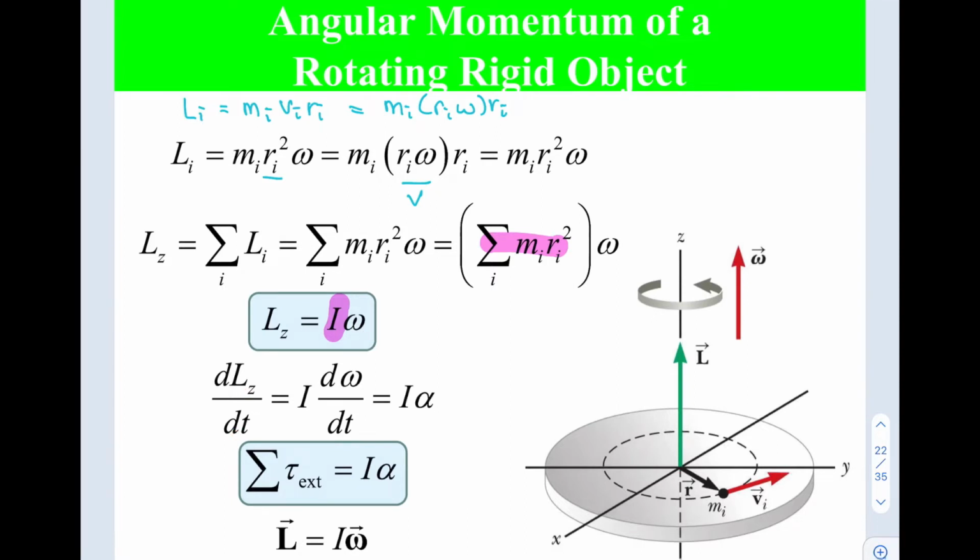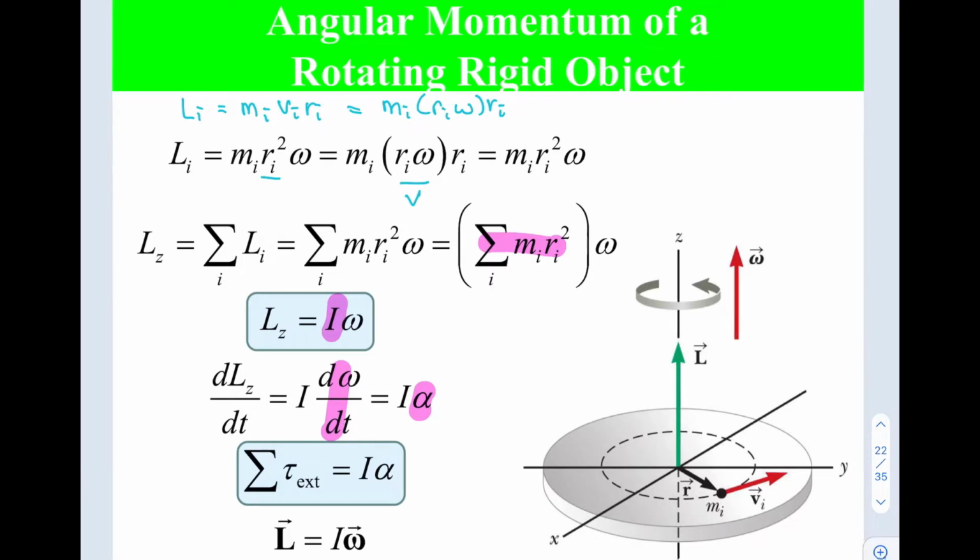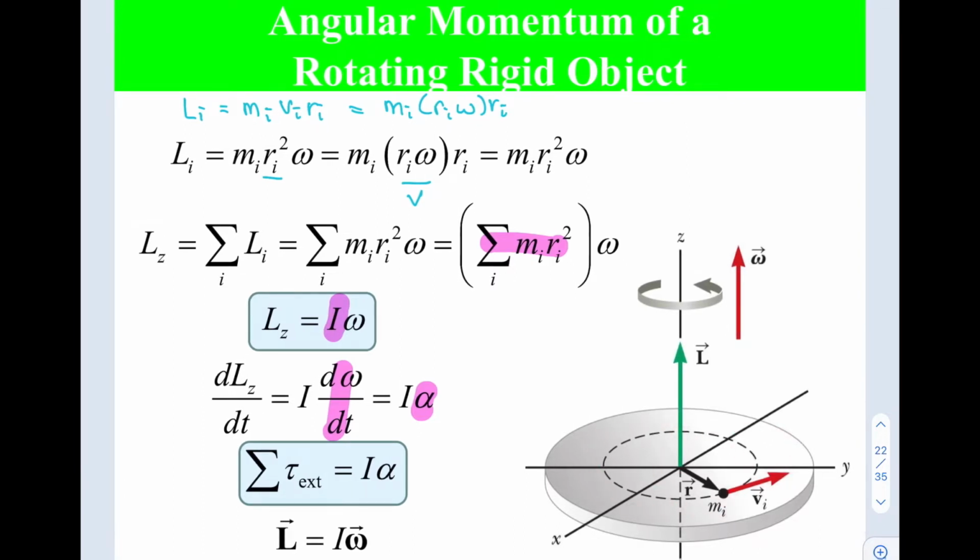Differentiating L along z with respect to time, we get I d omega over dt, and d omega over dt is actually alpha, the angular acceleration. So now we have a new term: the sum of external torque on our system is equivalent to I alpha. Remember, torque is equivalent to r cross F, and angular momentum is equivalent to I omega.